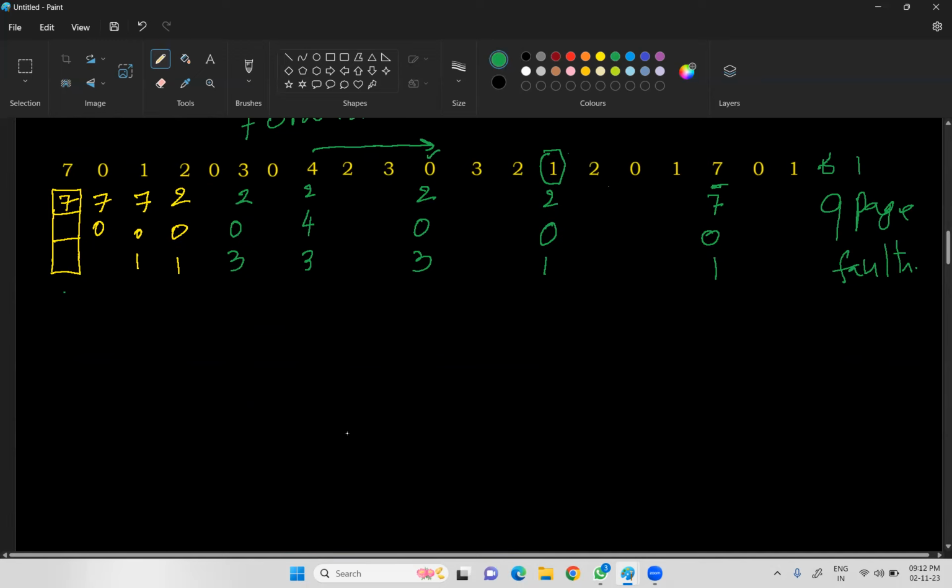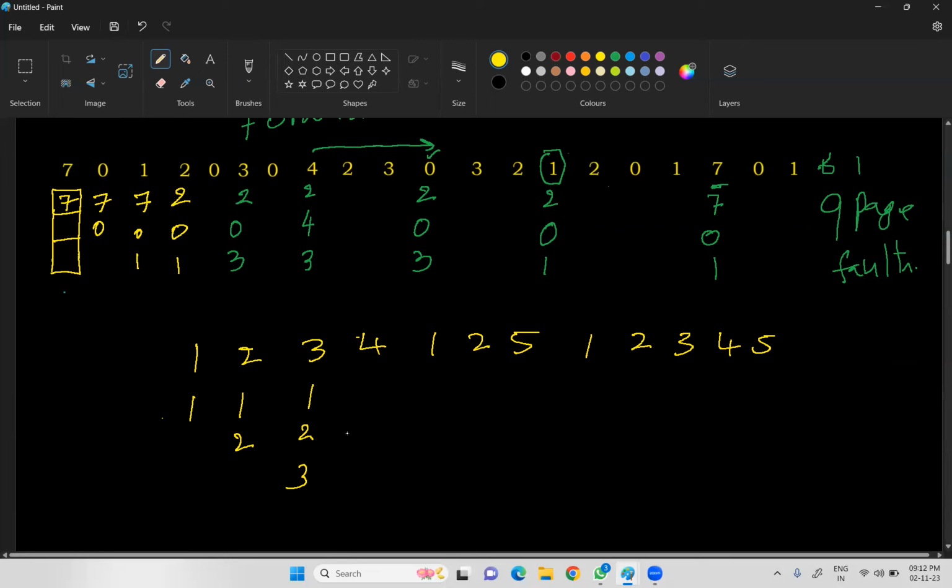So let me take 1, 2, 3, and 4, followed by 1, 2, 5, 1, 2, 3, 4, and 5. This is the reference string to be processed for Belady's anomaly. Please consider 3 frames. 1 is not available, 2 is not available, 3 is not available. These 3 are compulsory page faults.